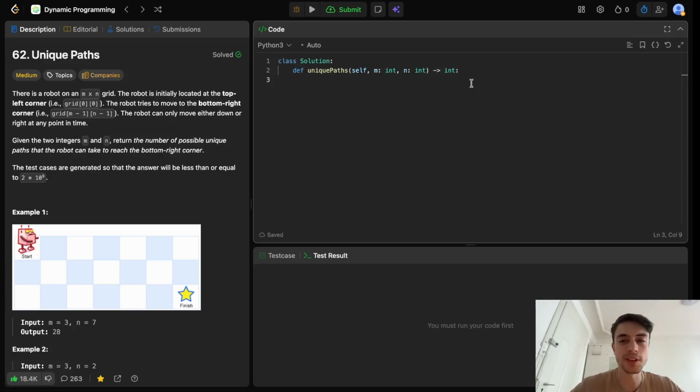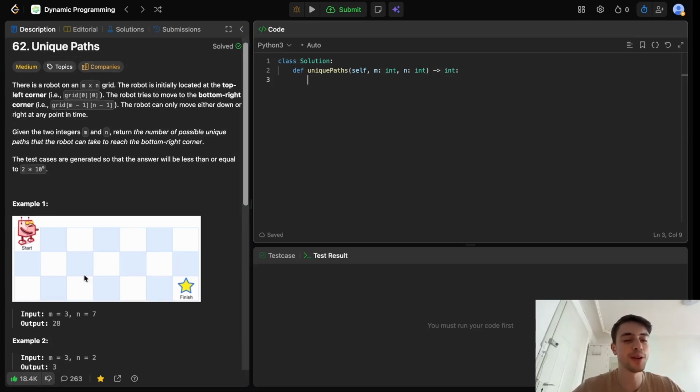And in today's episode, we're dealing with problem 62, unique paths. This feels like an interesting problem, as you can see here from the graphics. There is a robot on an m times n grid. The robot is initially located at the top left corner, grid 0, 0. The robot tries to move to the bottom right corner, which is m minus 1 and n minus 1 in the index. The robot can only move either down or right at any point in time.